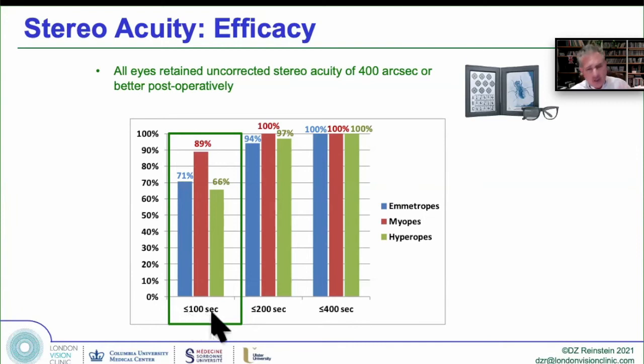So Presbyond, this microanisometropia with increased depth of field by spherical aberration, results in maintaining stereoacuity uncorrected.